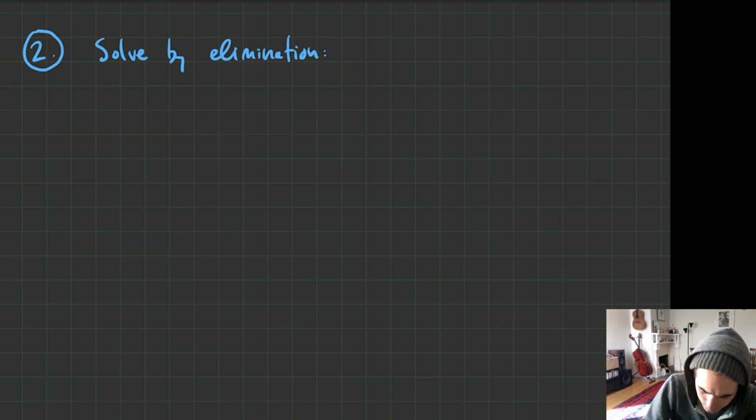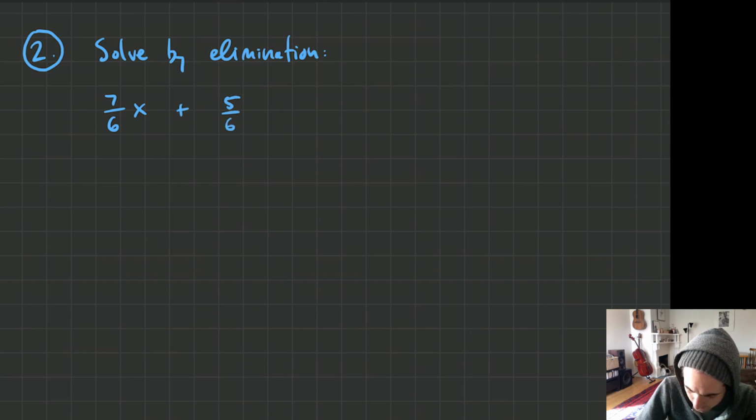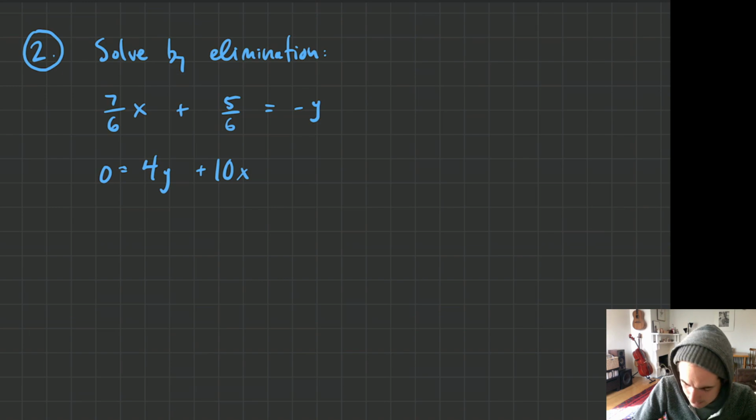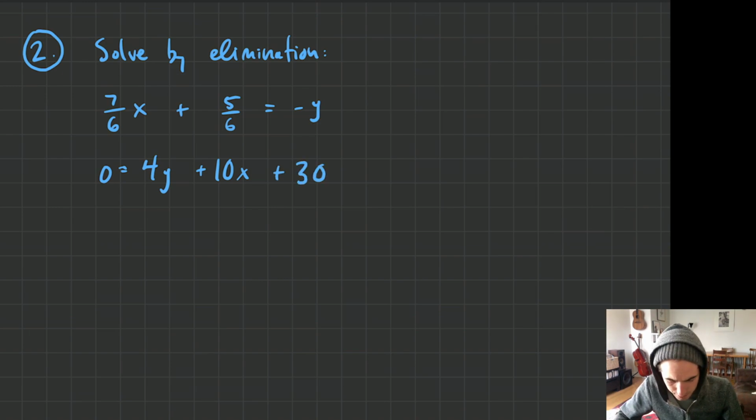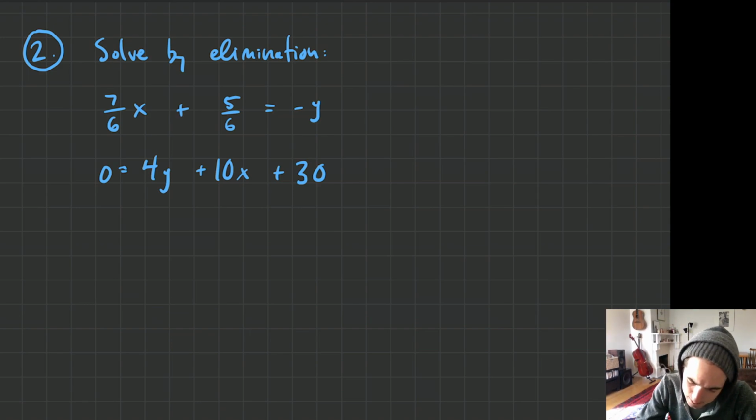So question 2 is solve by elimination. So we're going to solve this system. I've got 7 over 6 times x plus 5 over 6 equals negative y, and that's one equation. The other one is 0 equals 4y plus 10x plus 30. Yikes, look at that equation. Holy smokes. So this is a bit of a mess of a system of linear equations. So I'm going to call this equation 1. I'm going to call this equation 2.